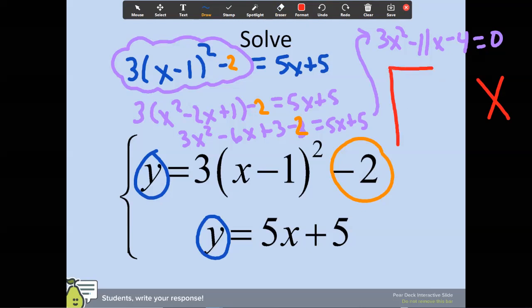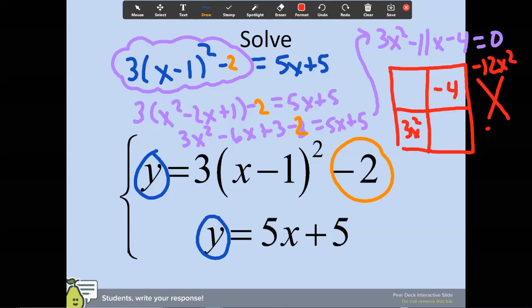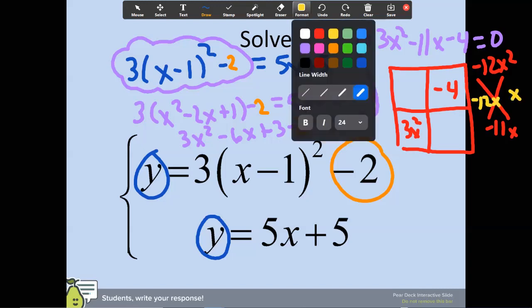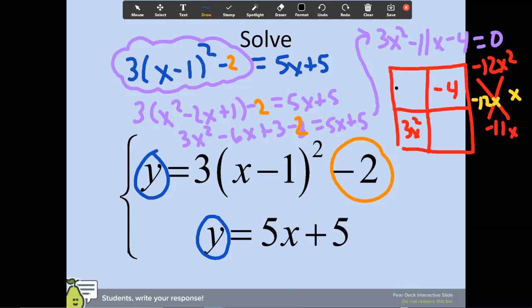This area model, that's a little better. Okay, I'm going to have my 3x squared and my -4. That multiplies to a -12x squared and adds to my -11x, from my equation. That is going to be a -12x and a +x, okay? So I am going to have a -12x and a +x.